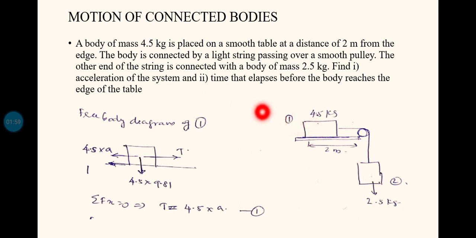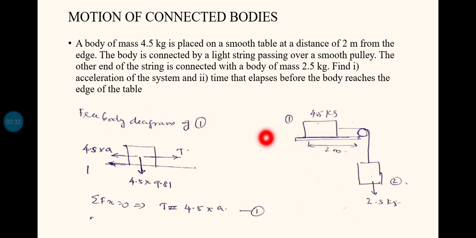First we want to find out the acceleration of the system, and second we want to find the time that elapses before the body reaches the edge of the table. So what is the time required for this body to move till the end of this table, or the time required by this body to move 2 meter. That is the simple explanation of this one. So the time that elapses before the body reaches the edge of the table, that is, the time required by the body to cover a distance of 2 meter.